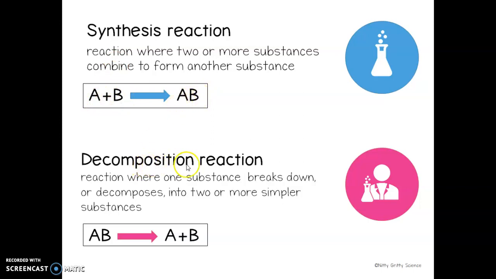We also have the decomposition reaction. In a decomposition reaction, it's the exact opposite of the synthesis reaction. We have one substance that breaks down or decomposes into two or more simpler substances. So we start out with AB, and then we go through the reaction, and we wind up with element A and element B, or compound A and compound B, simpler substances.